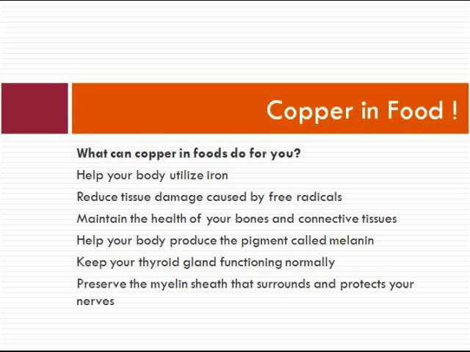Chapter 10 is going to be about copper in food. So this is what copper in foods does for you. It helps your body utilize iron. It helps reduce tissue damage caused by free radicals. It maintains the health of your bones and connective tissues. It helps your body produce the pigment called melanin. It keeps your thyroid gland functioning normally and preserves the myelin sheath that surrounds and protects your nerves.